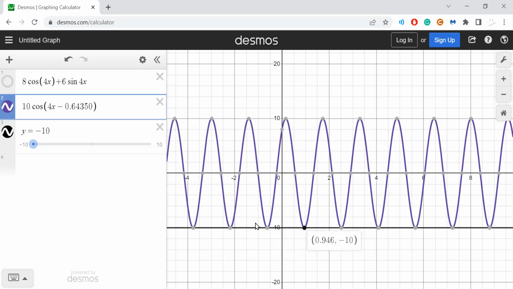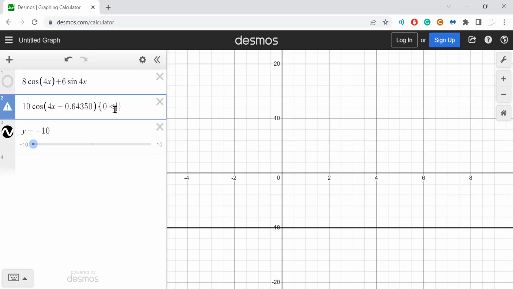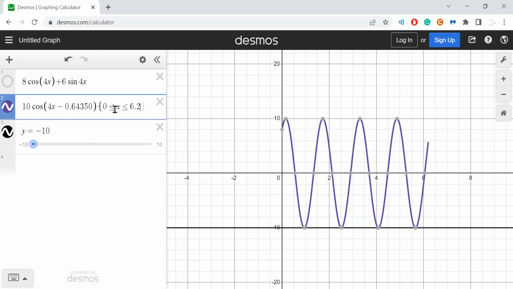Oh, by the way, you can also change the graph if you're interested. You can just draw a curly brace like this. Then you say 0 less than or equal to x, less than or equal to, let's say, 6.2. Then you close the brace. Then the graph will only be drawn from 0 until 6.2. You can restrict the values of x like this if you're interested in doing it. Okay, good.